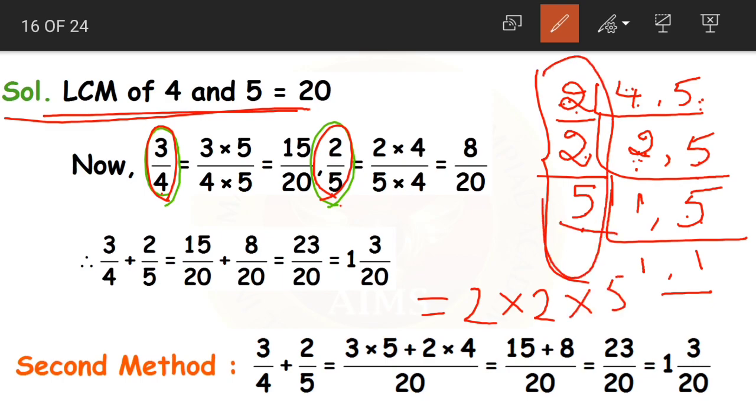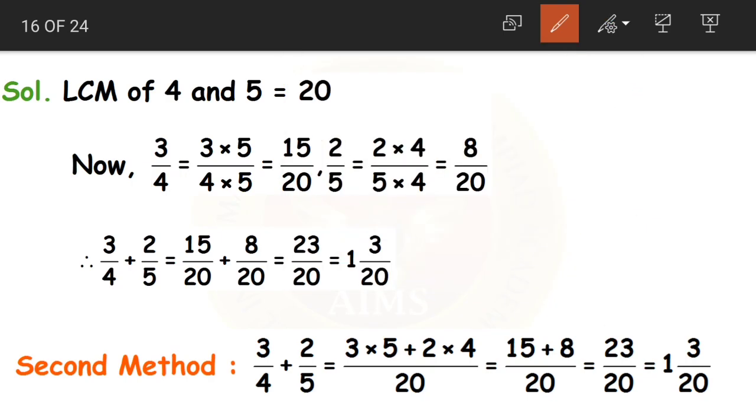The prime factors which we have used here, when we multiply them, become the LCM of the given two numbers. 2 2s are 4, 4 5s are 20. 20 becomes our LCM. Clear? What was the first step? First step is to find out the LCM. LCM of what? LCM of the denominators. Yes, now we got the LCM of 4 and 5 as 20.